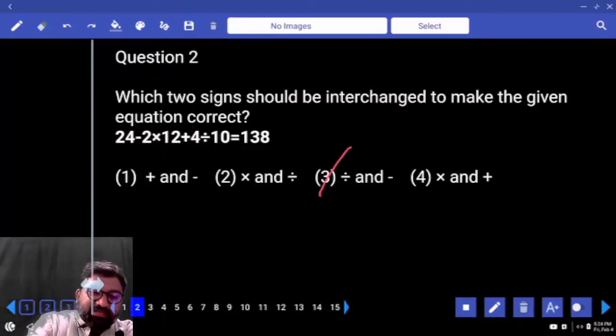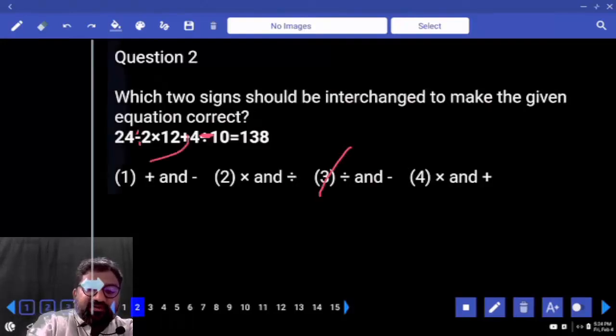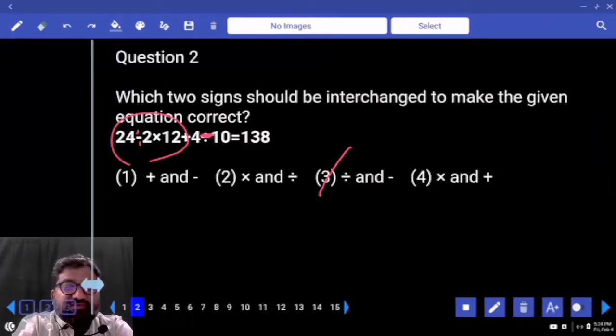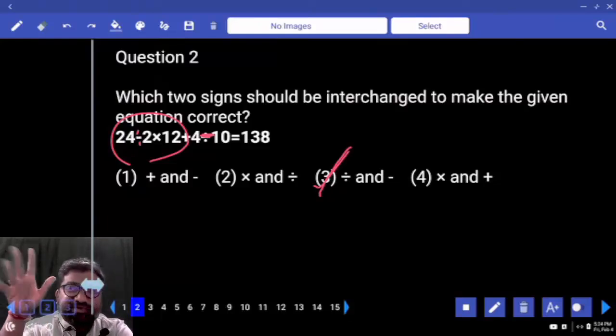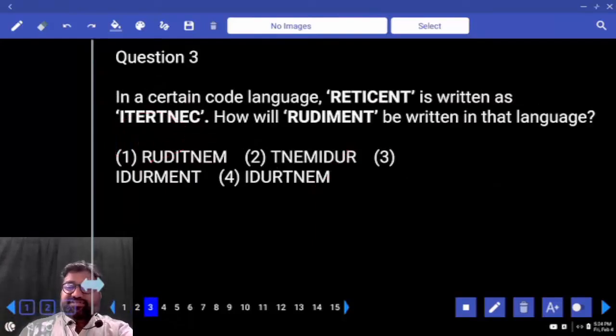Divide and minus. So this becomes divided by, this is minus. Let's do it once. So, what first? Divided by. 24 divided by 2, 12. Then you'll go for 12 into 12. 12 into 12 is what? 144. Plus 4, 148. Minus 10, 138. Absolutely right. I'll go with third option. Is this clear? BODMAS rule. First bracket, of, division, multiplication. Last you'll go with addition and subtraction. Understood? Speed is important.